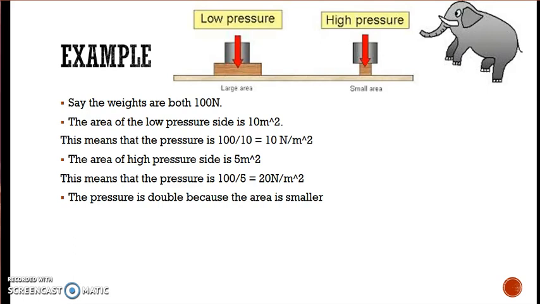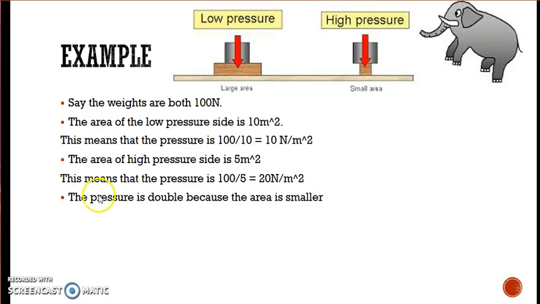That's the pressure on the low pressure side, and the area of the high pressure side is 5 meters squared. You see that small block of wood? That's 5 meters squared. I know it doesn't look like half of it, it looks more like a quarter, but just trust me, it is half of it.